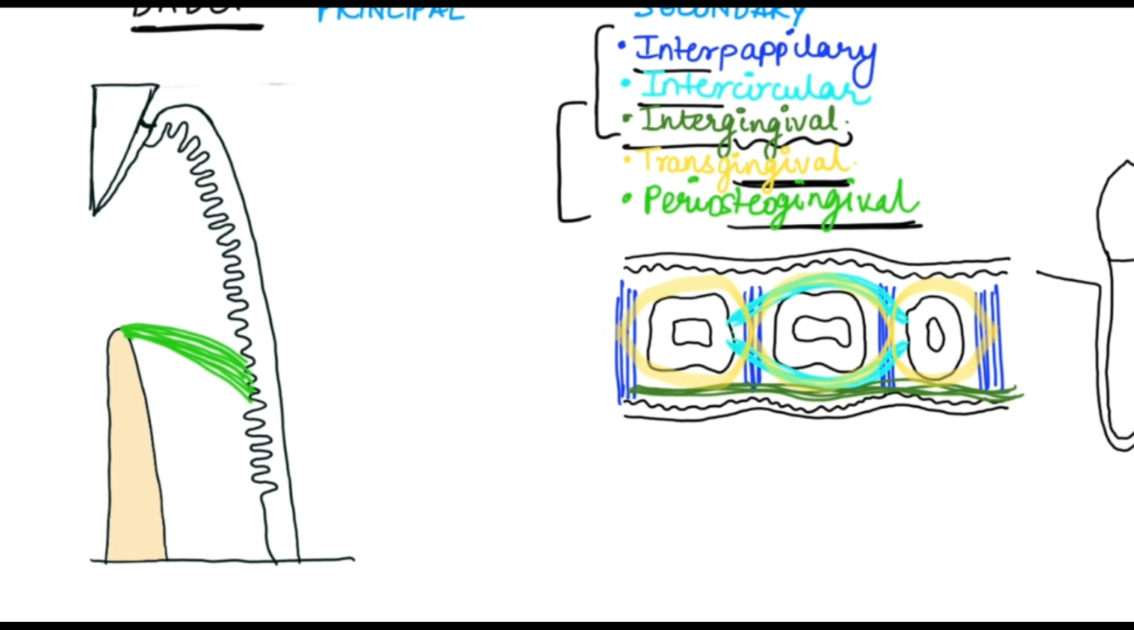So interpapillary, intercircular, intergingival. From intergingival I took the word gingival. Then you get transgingival and periosteogingival. So that's it for this video. In the next video we'll discuss the periodontal fibers.